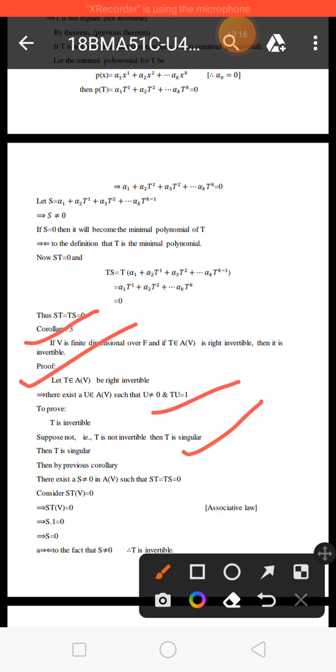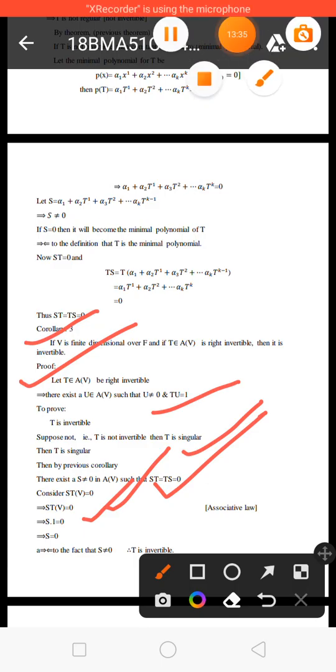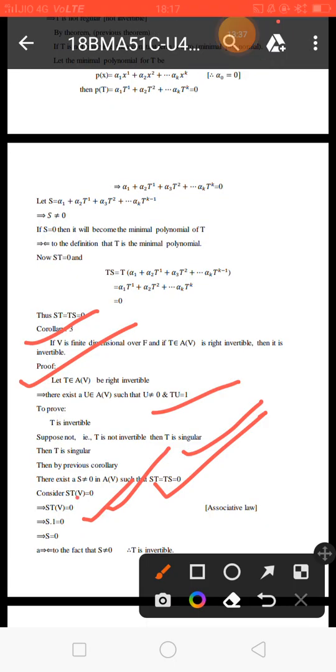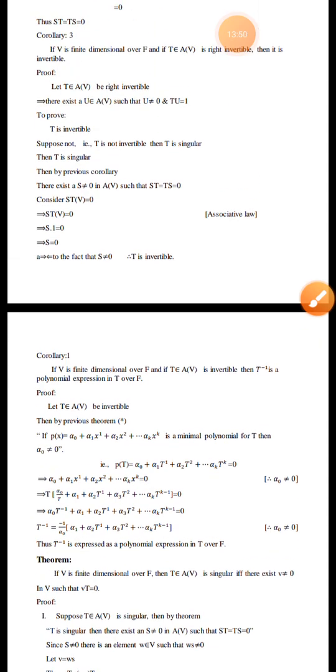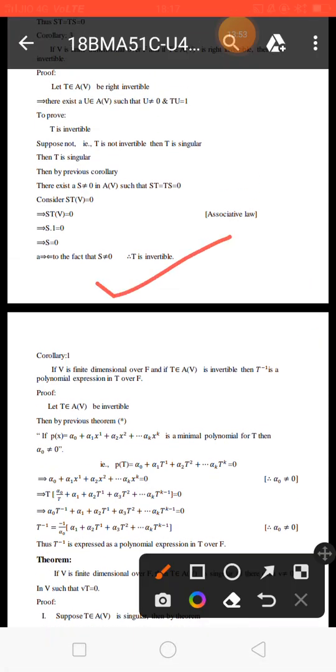Then there exists S not equal to 0 in A(V) such that TS = ST = 0. So St of V equals 0, that is, St of V means T of V is left invertible, that is, St of V is right invertible. TV means T is on the left, so it is right invertible. So S·1 = 0, which implies S = 0, which is a contradiction to the fact that S is not equal to 0. So therefore T is invertible.